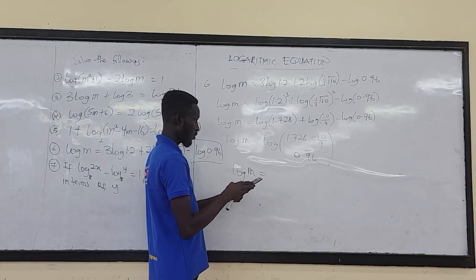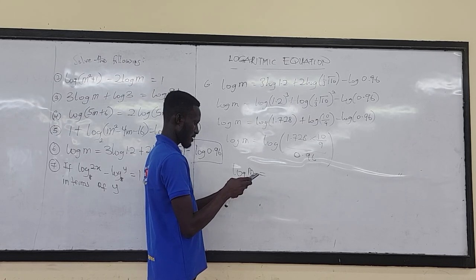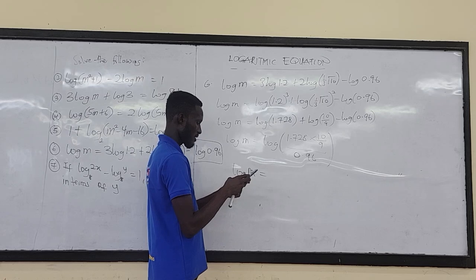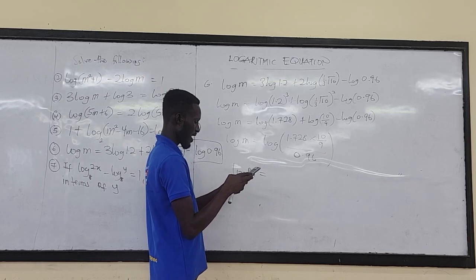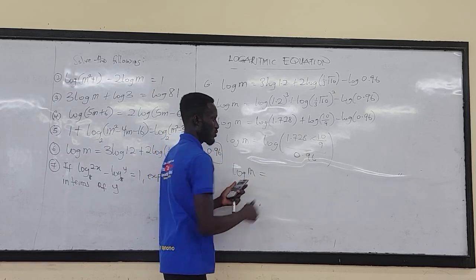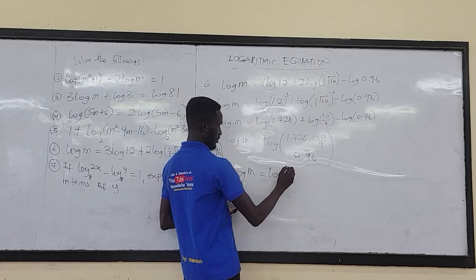Now we have 1.728 times 10 divided by 9, okay, divided by 0.96. Now the whole thing will give us 2. So we have log 2.